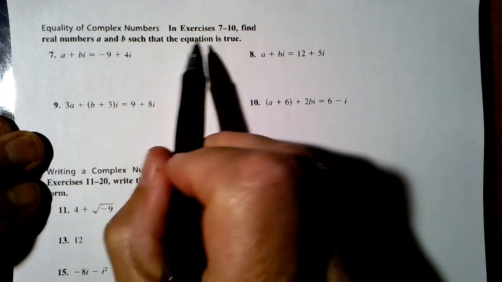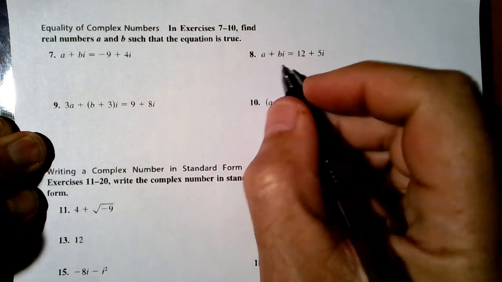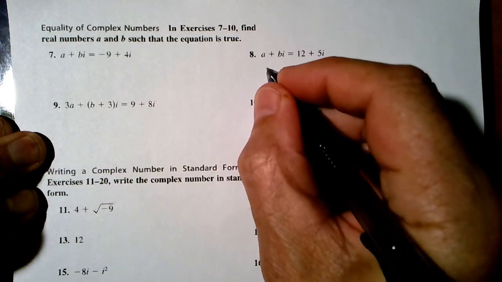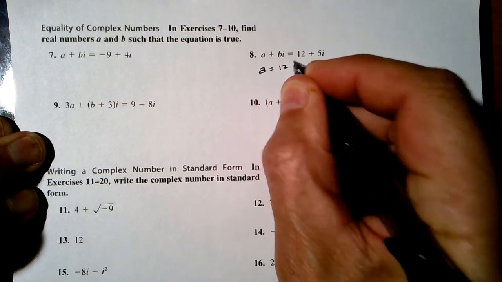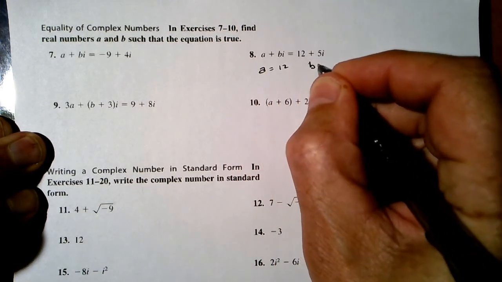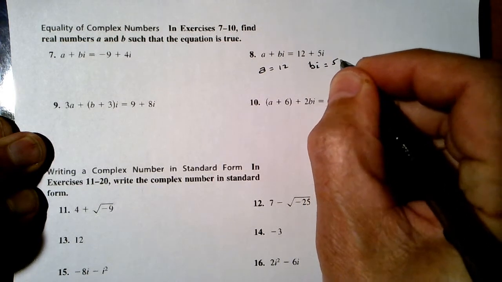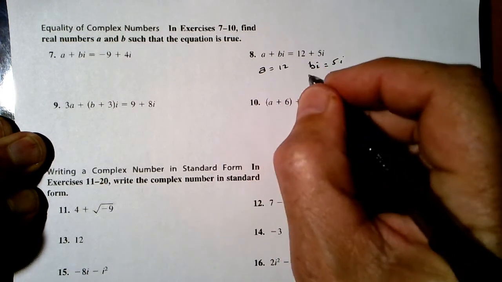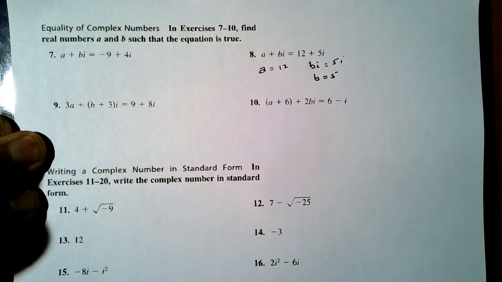So here we go. Find real numbers A and B such that the equation is true. In order for this to be true, A, the real part, has to equal 12, and BI, the imaginary part, has to equal 5I. Therefore, A is 12 and B is 5, and yes, it's that easy.